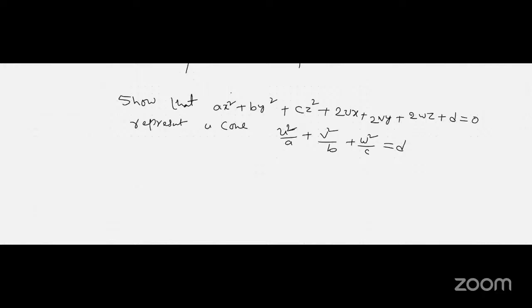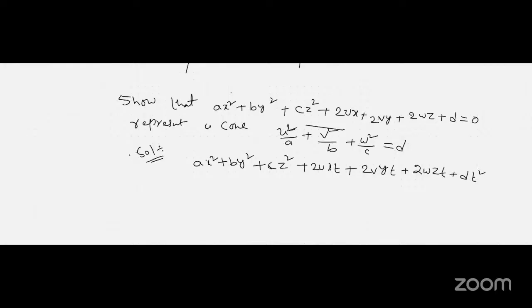Okay, so it is not a second degree equation, no? So we are taking ax square plus by square plus cz square. First we make it second degree by introducing one variable t: 2uxt plus 2vyt plus 2wzt plus dt square equal to 0. Now it becomes a second degree equation.